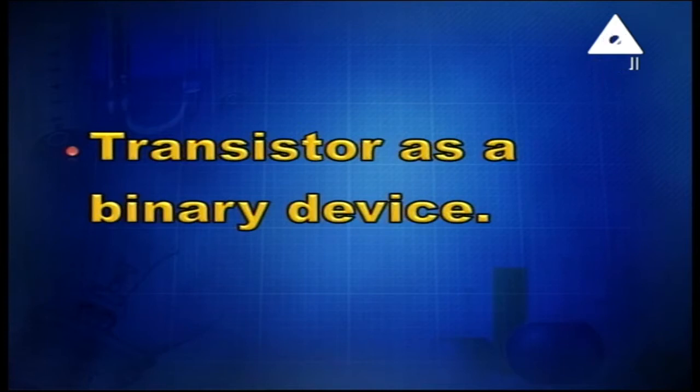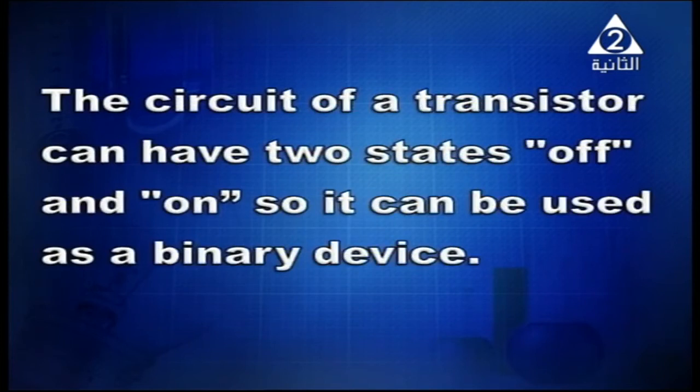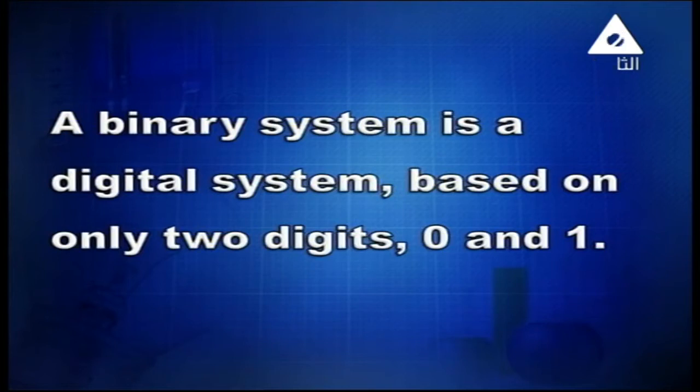And what about the idea of the transistor as a binary device? The circuit of a transistor can have two states, off and on, so it can be used as a binary device. A binary system is a digital system based on only two digits, 0 and 1.